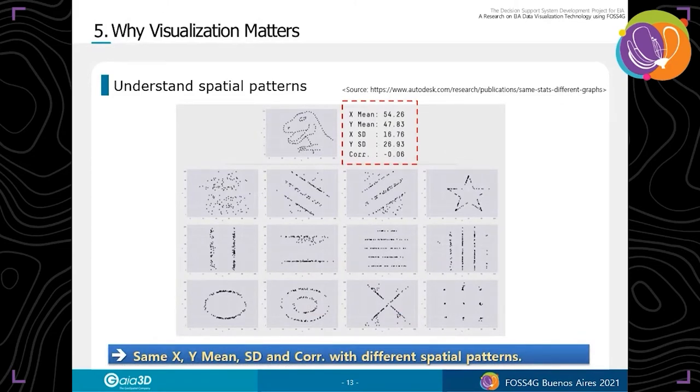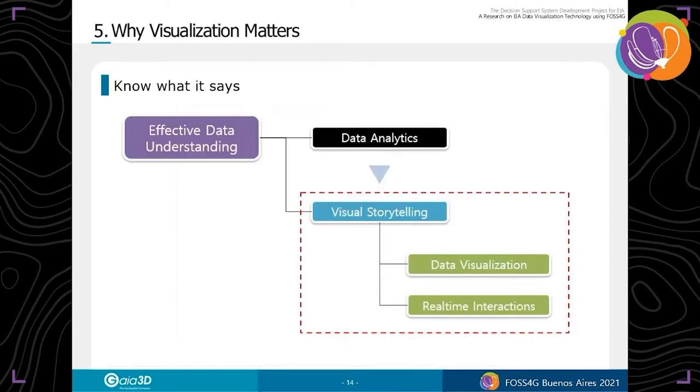And EIA statements are full of data. However, those data don't say much to ordinary people with just numbers. Usually, they are analyzed data only. Effective data understanding includes not only data analytics, but also visual storytelling, data visualization, and real-time interactions. So, the importance of visualization can be summarized like this.